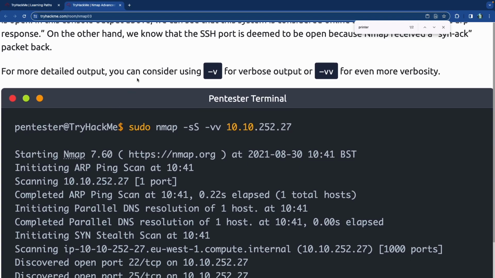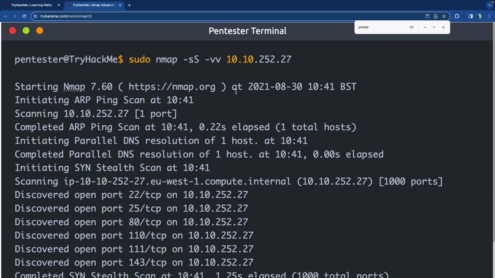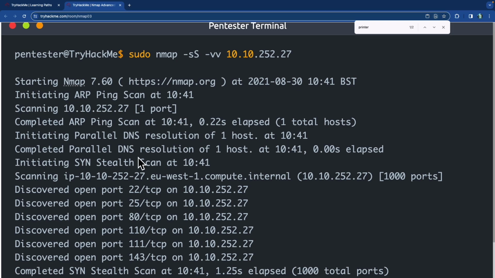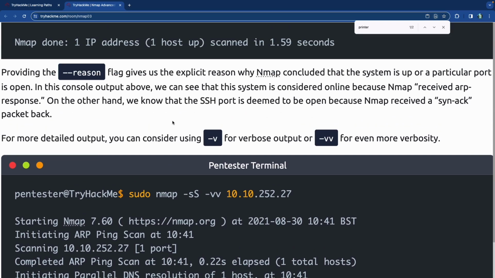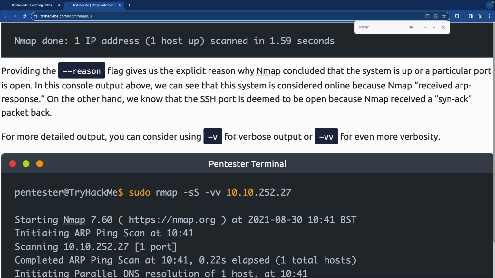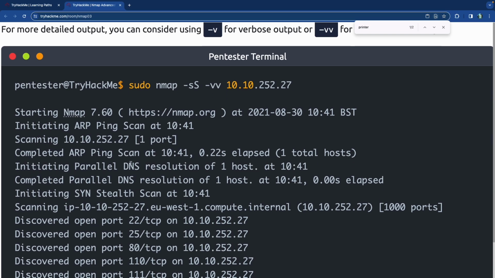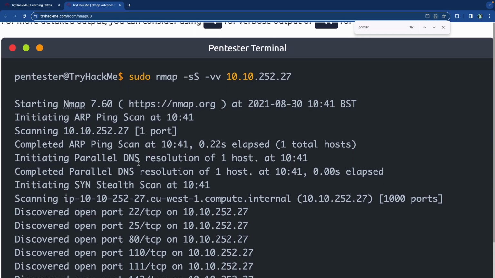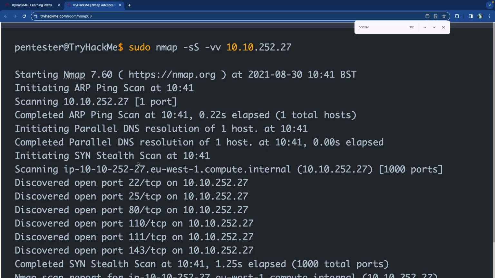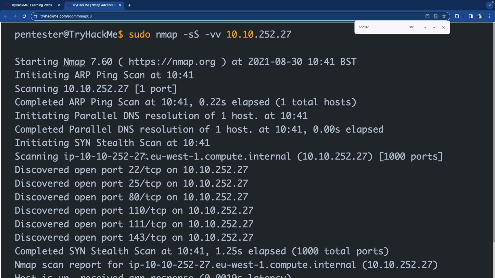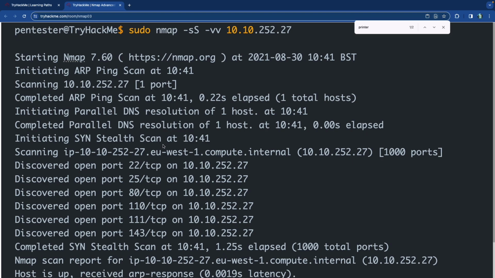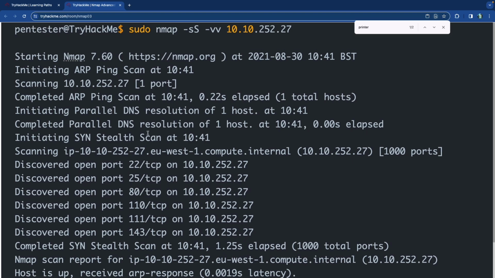For more detailed output, you can consider using V for verbose or VV for very verbose, and that gives you more information as it's running the scan. It's actually a really good practice to do this no matter what you're doing, because as it runs the scan, it gives you more and more information. And it tells you the amount of time that it thinks it's going to take to complete. It tells you how many hops it had to take, the fact that it had to increase its time between its scans, and so on and so forth.